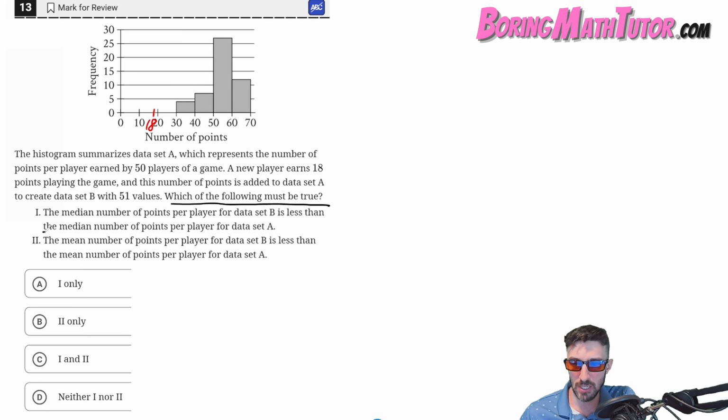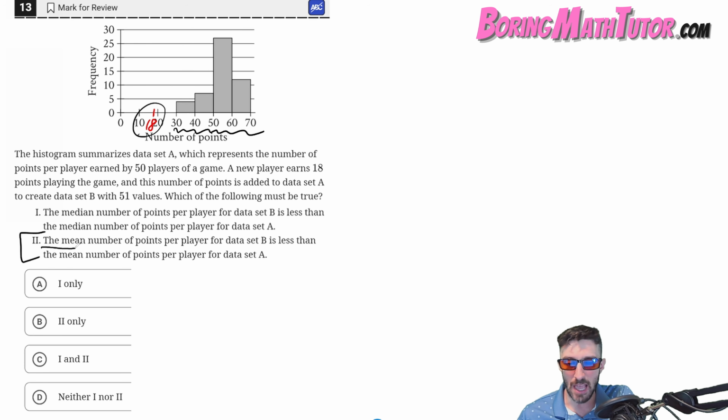Now, if I look at the mean first, if you throw in a value that is less than every other value in the data set, that is one of the ways to know that your mean is going to get dragged down. And that's exactly what this is saying. It's saying that the mean for data set B is less than the original mean. So yeah, that one's definitely true.